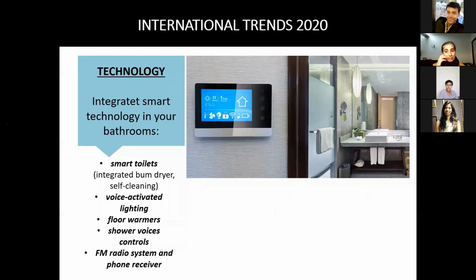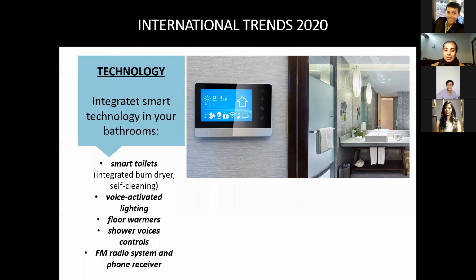Another trend which we really cannot ignore is that of technology. We had a certain presentation sometime back also on making our homes smarter and how to make our bathrooms even smarter. So integrate smart technology, especially if you're building a new bathroom. Smart toilets is something that we already covered. There are integrated bidet dryers, self-cleaning, etc. available. These have been trending in Japan for years and years now, and now they're making entry into a lot of other countries as well.